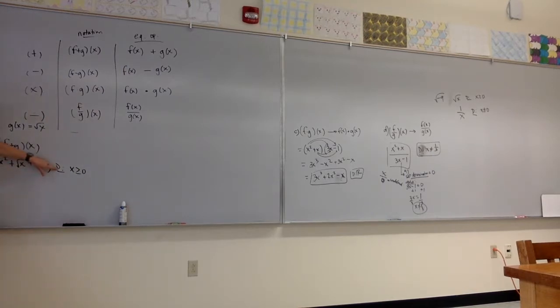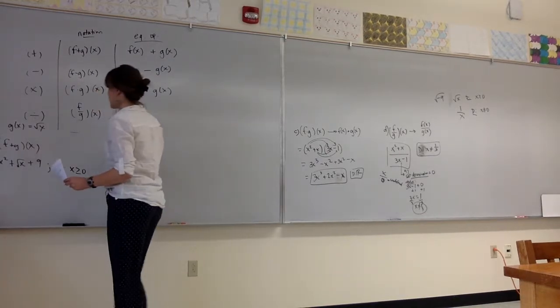Wait, how? Even though I can plug in any number here for x because it's being squared, I can't plug in a number less than 0 here, because the square root of a negative number is an imaginary number or undefined. So even though I could plug in any negative number here, because I have a square root here, I can't have x be less than 0.